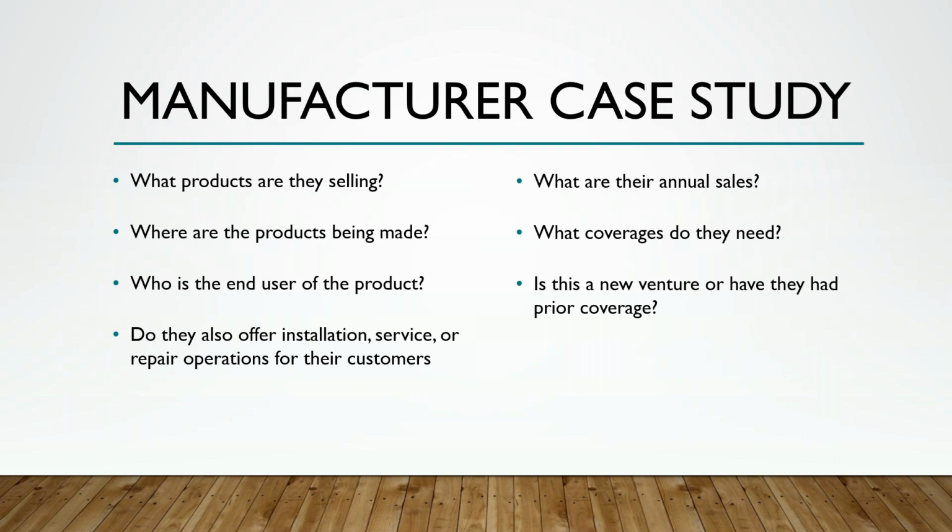What are their annual sales? This is going to be the main rating basis for general liability coverage, and most manufacturing policies are auditable. So it is important to have the client provide an accurate sales amount. What coverages do they need? They may have contracts in place with their clients that require things like excess liability, or maybe they have a loss payee that requires certain equipment to be insured.